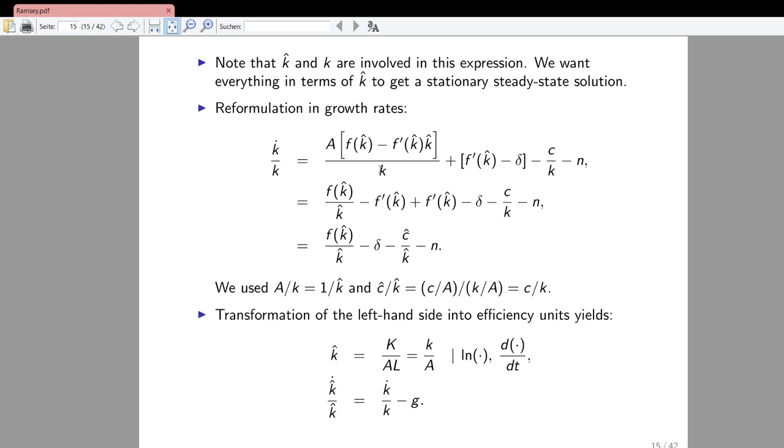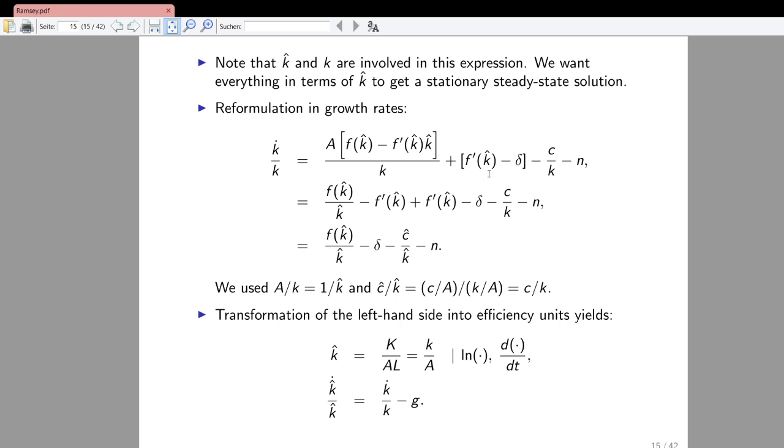Now we see that actually lowercase k is in the denominator and A is in the numerator. But this is nothing else than the inverse of k hat. So A over lowercase k is the same as 1 over k hat. So we can write this term here as the first term divided by k hat minus the second term divided by k hat, and here the k hat then drops out.